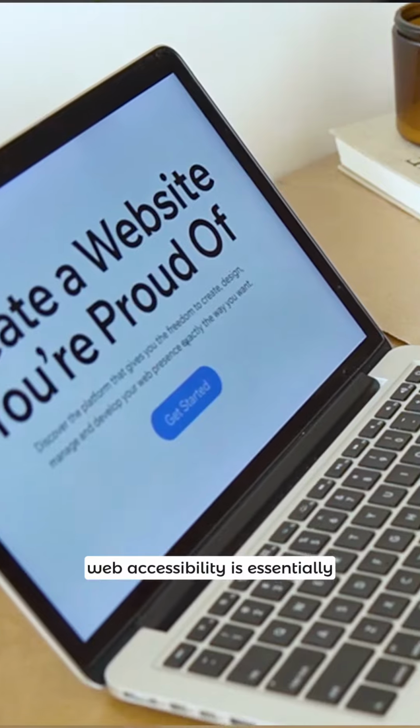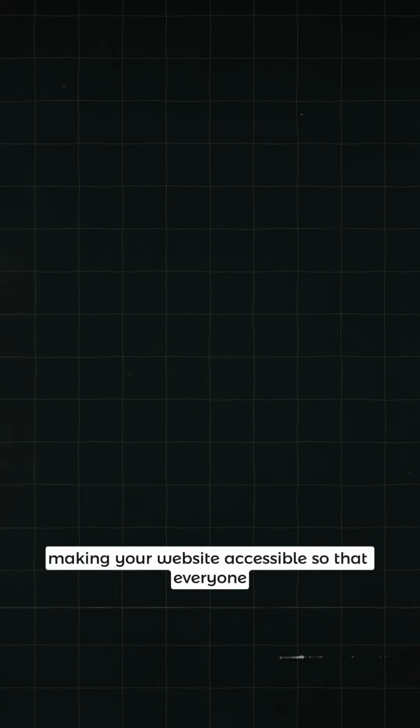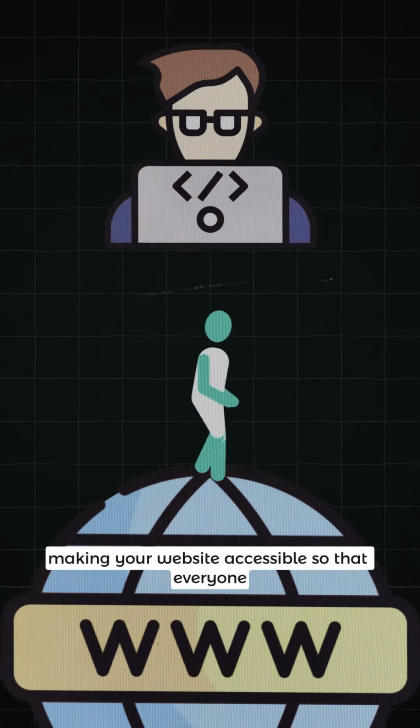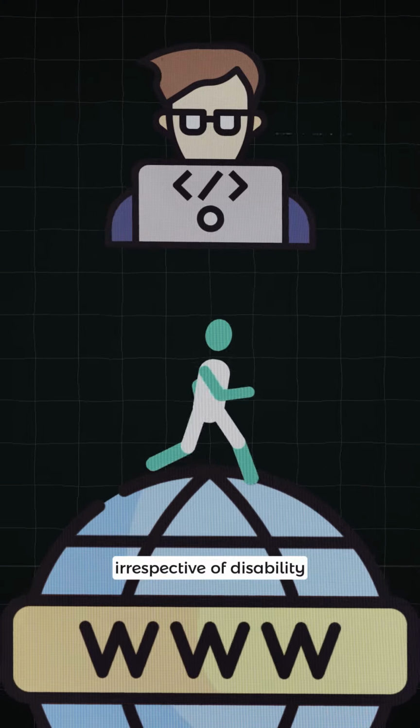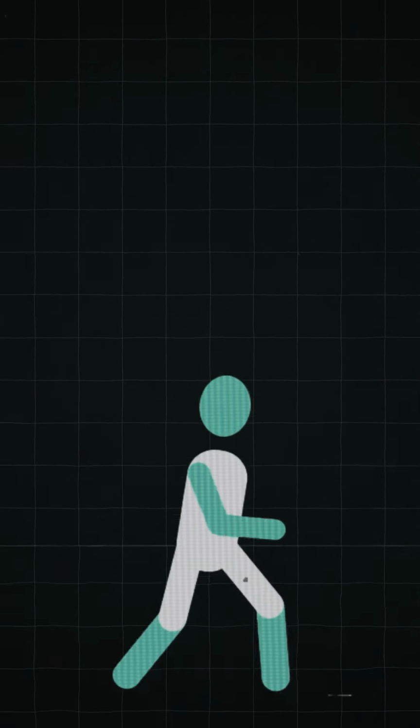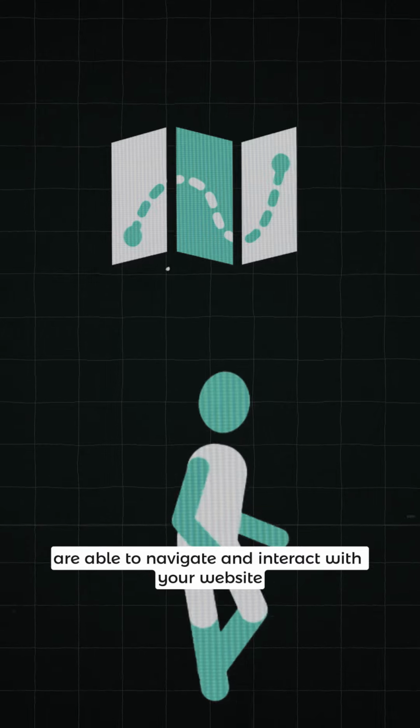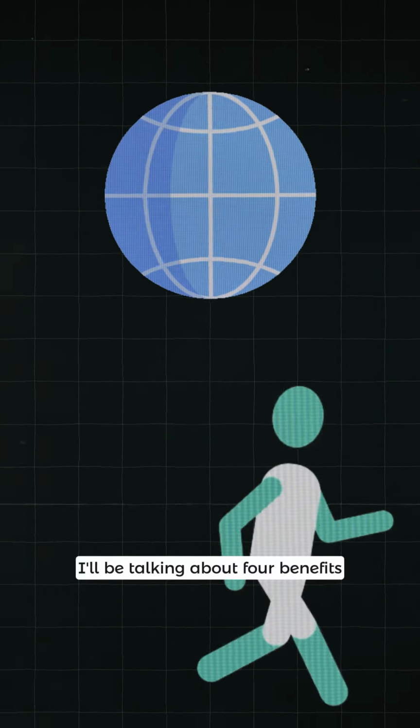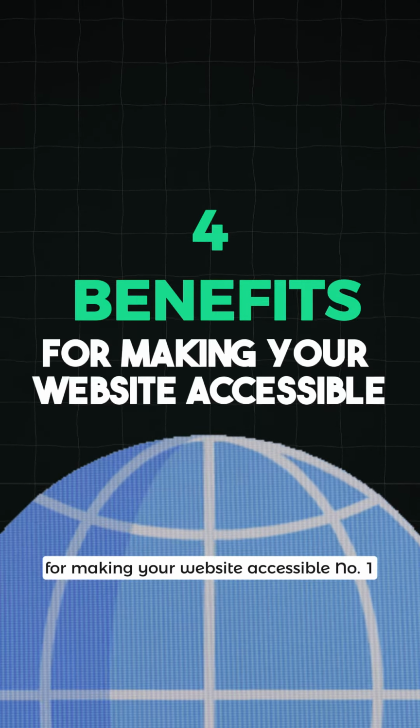Web accessibility is essentially making your website accessible so that everyone, irrespective of disability, is able to navigate and interact with your website. I'll be talking about 4 benefits of making your website accessible.